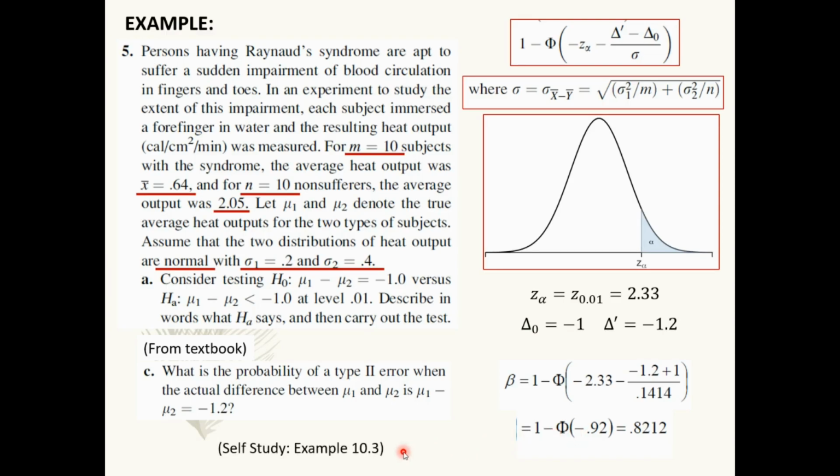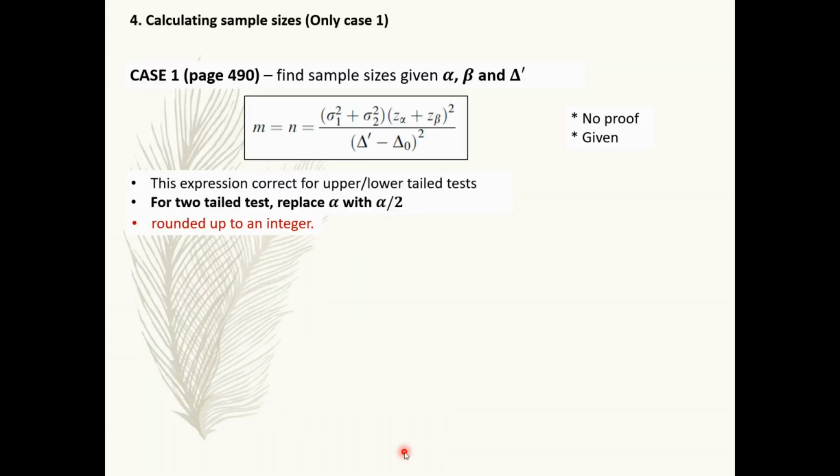If you'd like further practice, you can look at example 10.3. And then lastly, you will be expected to be able to calculate sample sizes for case 1. So there are two formulas. The first formula is this one. So this is the scenario where you're given alpha, beta, and delta prime.